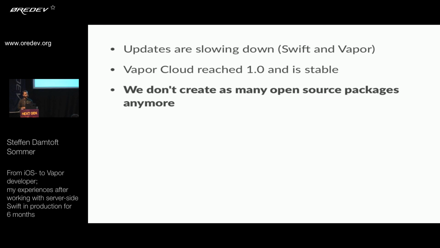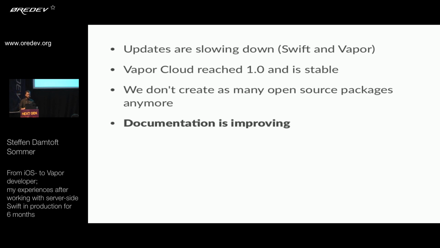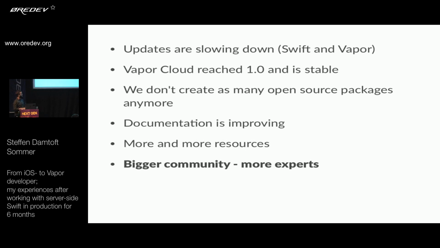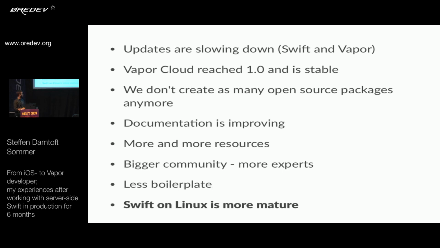Even though we really like creating open source packages, we don't do it as much anymore because the tools we need are already there. The documentation is improving. It's on GitHub. I encourage all developers to pitch in to improve the documentation even further. We see more and more resources. We see the community is growing. I think Tanner Nelson, one of the authors of Weber, announced at Try Swift that the 4,000th member on Slack just joined recently. So we see more people, more active people. I already mentioned this, but there's less boilerplate, and I think Swift on Linux is more mature as well.